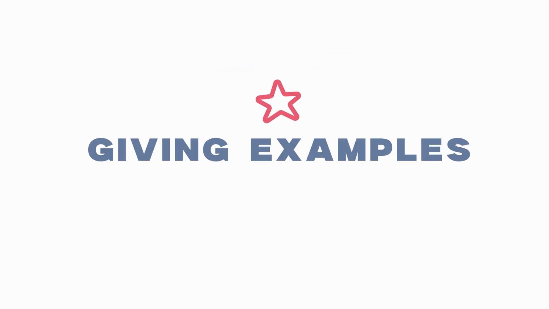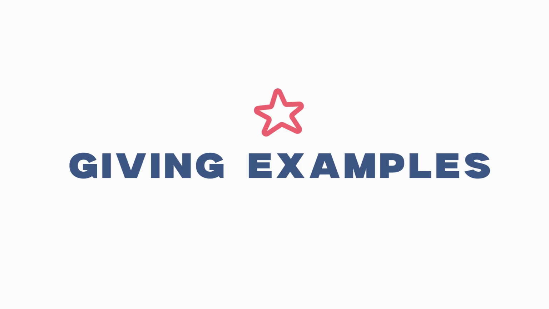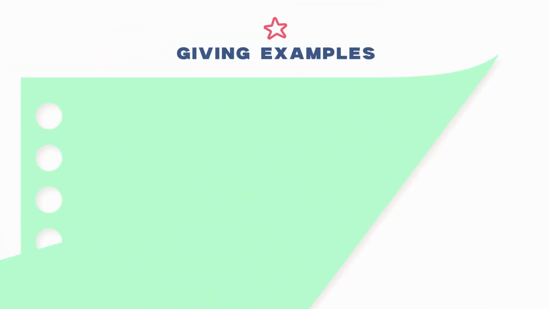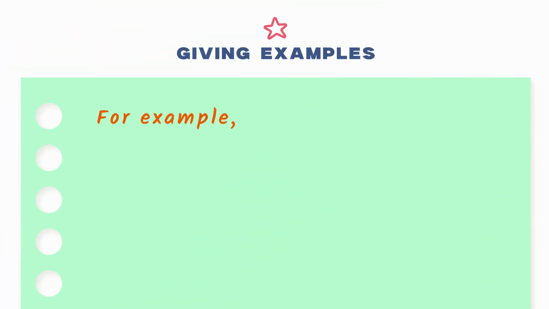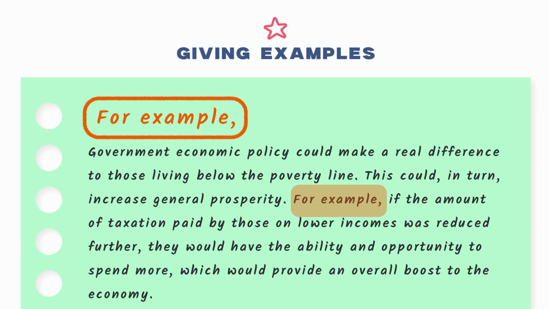Now, let's talk about giving examples. There are a couple of linking words you can use when you want to provide or give examples. The most widely used one is for example. This is what most IELTS candidates use in their writing. So we'll start with this one, for example. Let's see how we can use it in a paragraph.